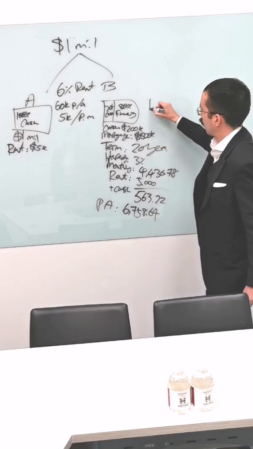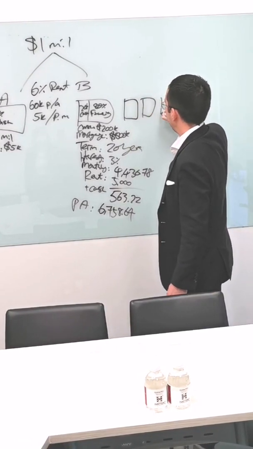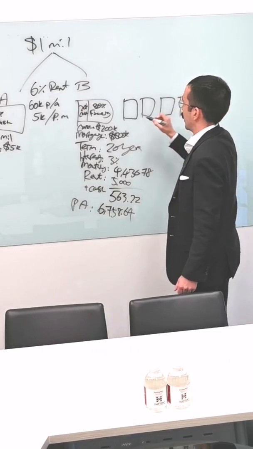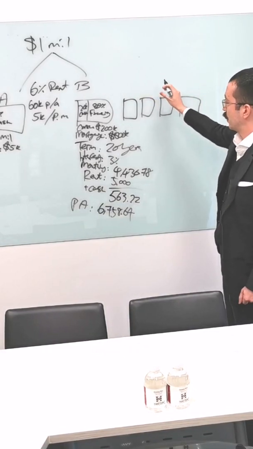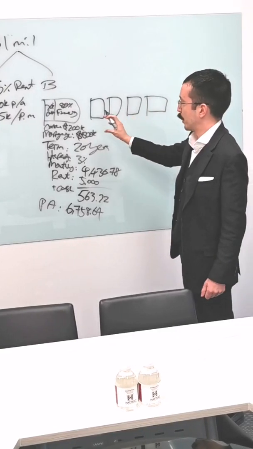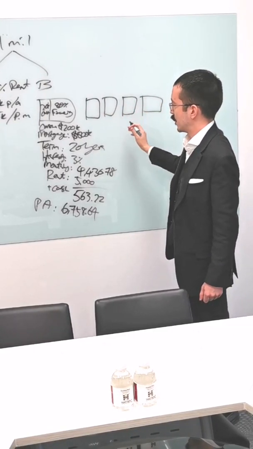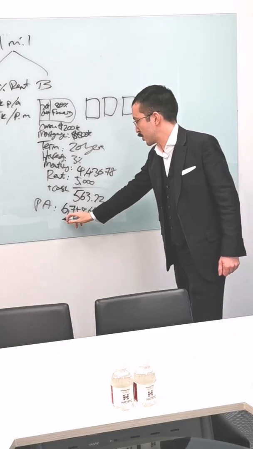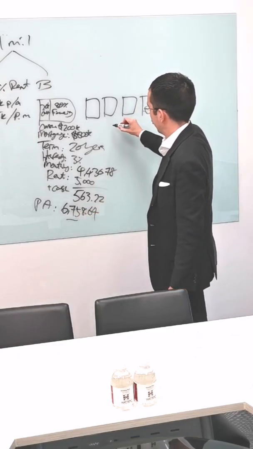But let's examine this real quick. What if person B took his $800,000 that he still has left over and bought 4 other properties with 20% down payment, $200,000 each, and now suddenly he's getting $6,700 times 5.